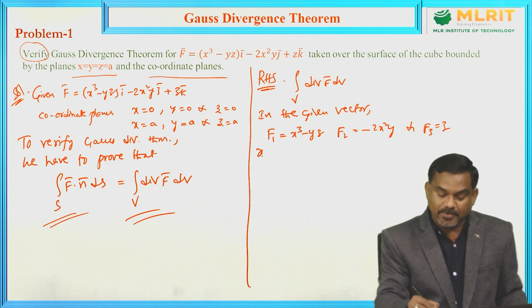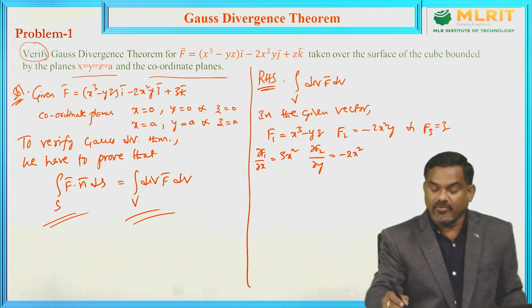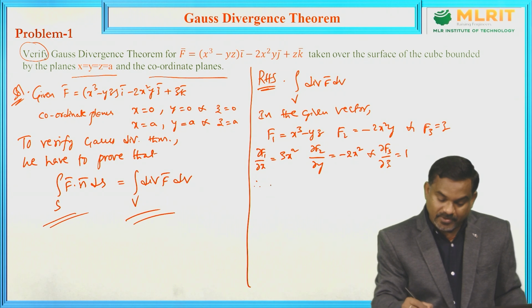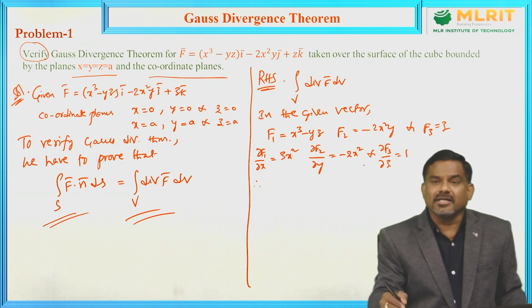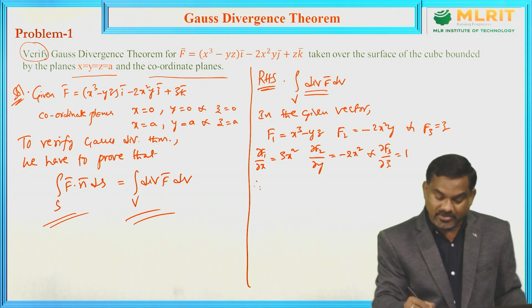First, dou f1 by dou x, with respect to x, is 3x square, and here the other term is constant, so 0. Dou f2 by dou y, the second one with respect to y: minus 2x square is constant, the derivative of y is 1. And dou f3 by dou z is 1. So why are we calculating all these values? To find the divergence of the given vector.